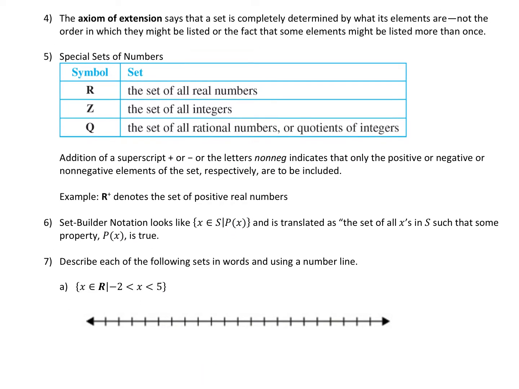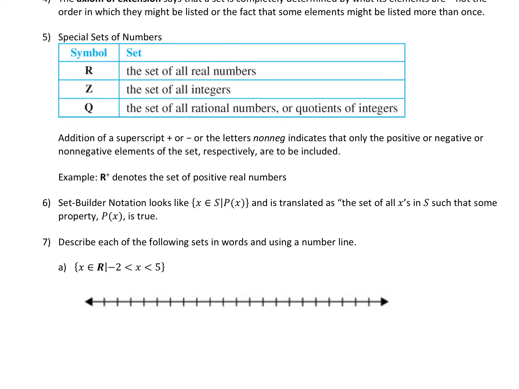Okay, we have some special sets for mathematicians. We have the set of all real numbers, which we denote with a capital bold R. We have the set of all integers, which we denote with a capital bold Z. That's positive and negative whole numbers and 0. And then we have the set of all rational numbers, or ratios of integers, and we denote that with a capital bold Q.